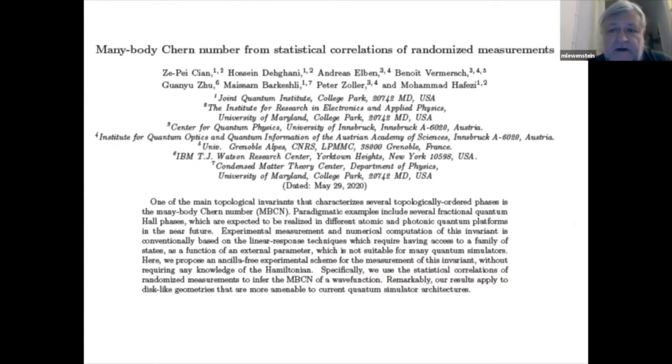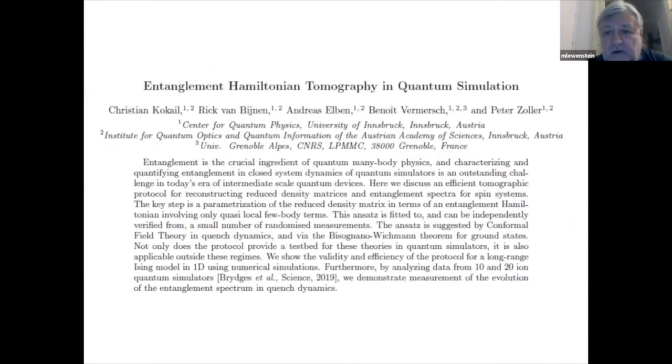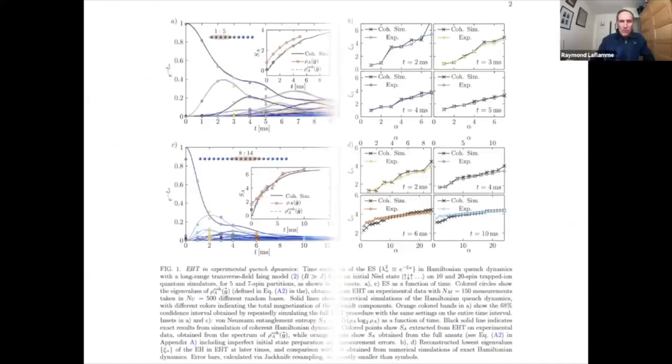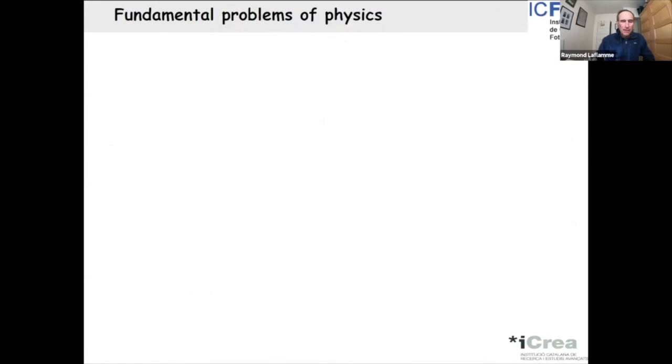the Chern number for a many-body interacting system. This was with Mohammad Hafezi, and more and more and more. The last paper that I just put on the arXiv is about entanglement Hamiltonian tomography. So they really get the whole entanglement spectrum and more. I think Maciek will come back to some of these issues during the panel.